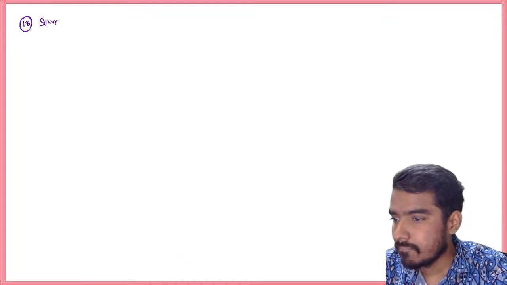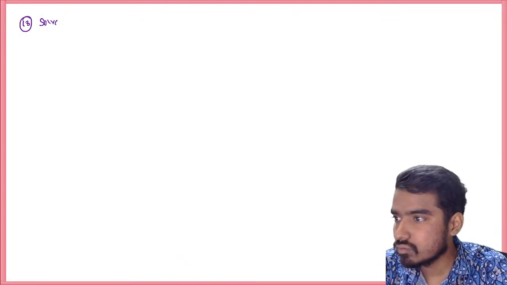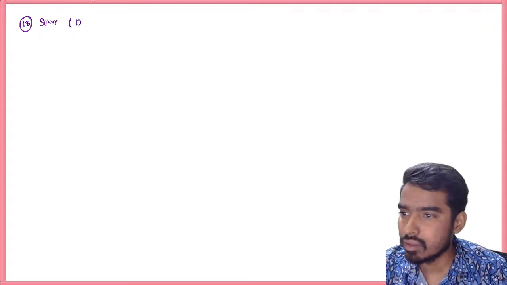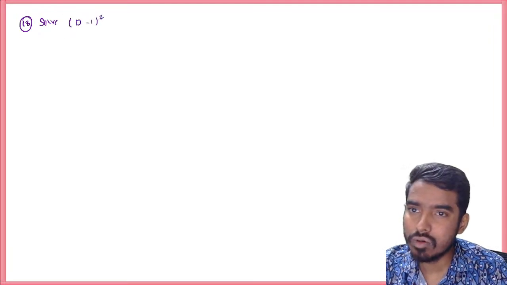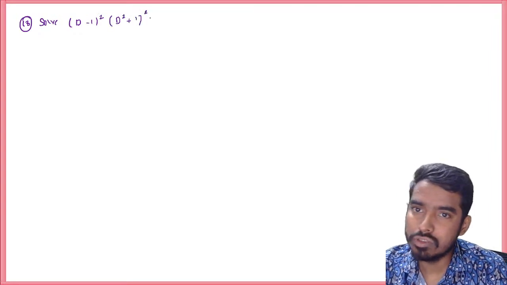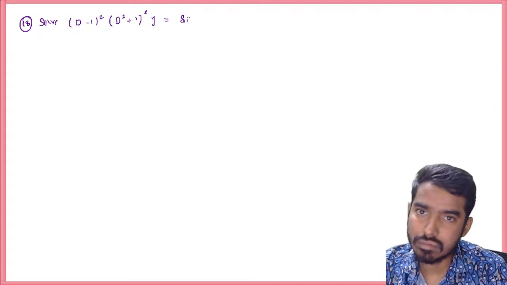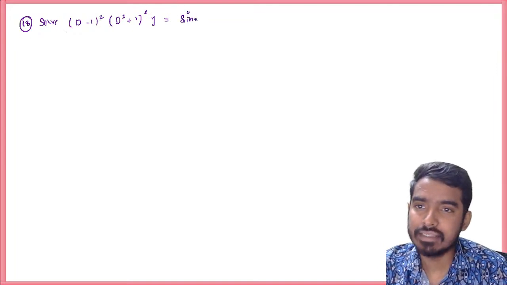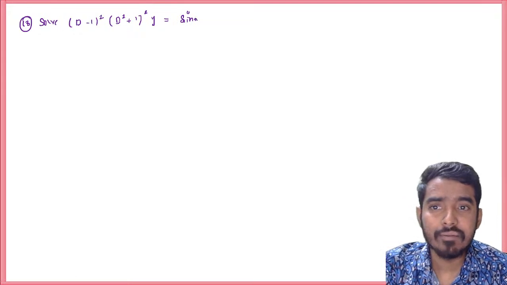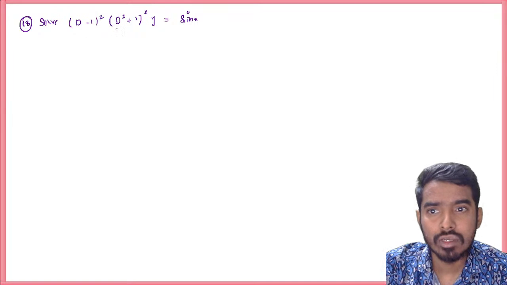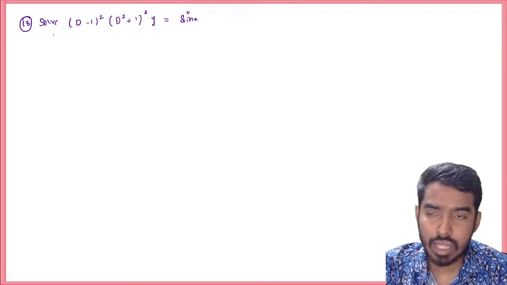So solve (d minus 1) whole square, (d square plus 1) whole square of y is equal to sin x, right? So here you can see it is a sixth order equation. Here we have a d square term, here we have a d power 4 term. It will be a sixth order equation, right? No problem. We'll do this.